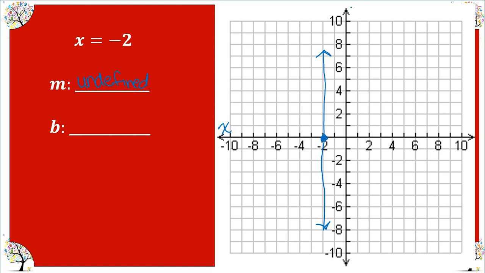And notice it doesn't go through the y-axis at all. So you can put NA or you can put null. There is no y-intercept. So remember, when you have x equals some number, it does pass through the x-axis at that given value. And I hope this helps.